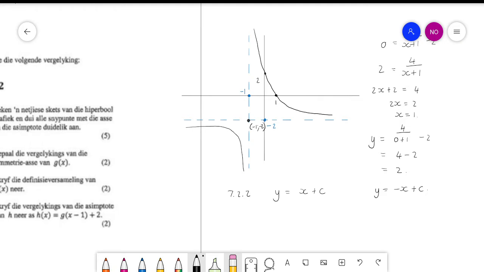If it feels like I'm going fast, it's because it's revision. Revision is revision. Julle moet dit al weet.